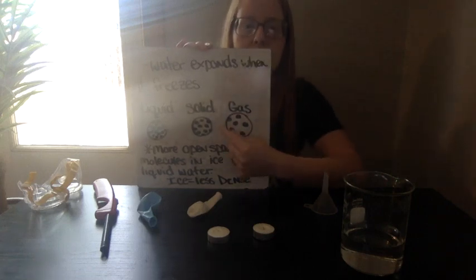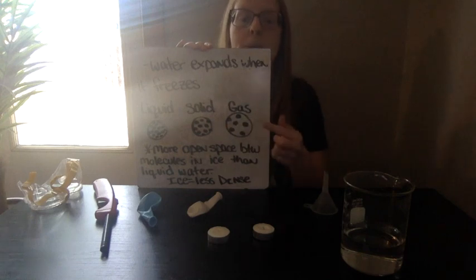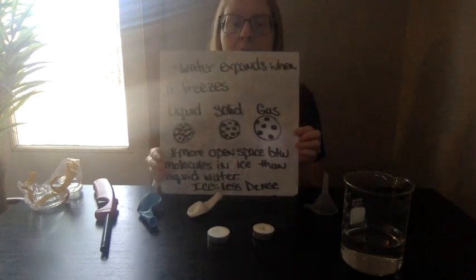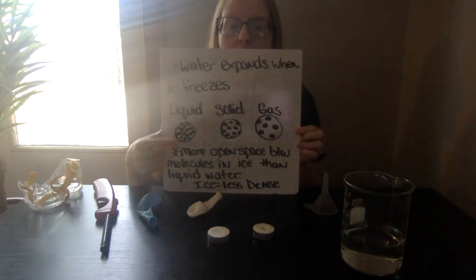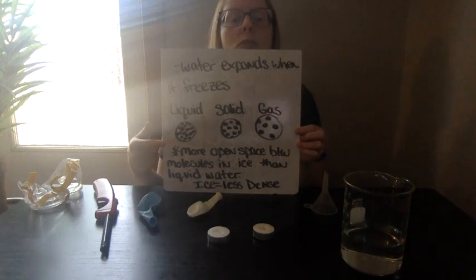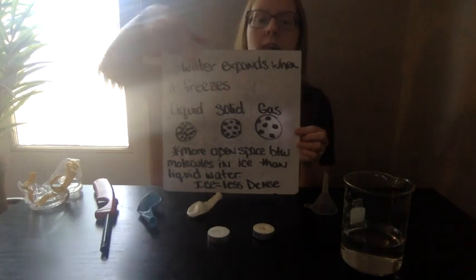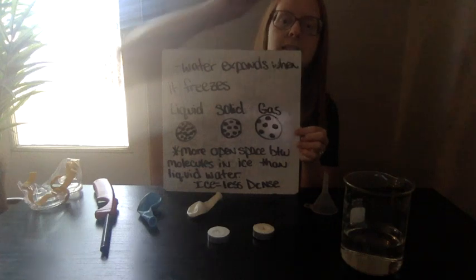Moving on to solid, all of the particles are getting a little closer together, so they're going to be more dense than gas. But then if you look at liquid, liquid has the most particles and they're really close together. So liquid is the most dense state, this is the middle density, and this is the least dense.